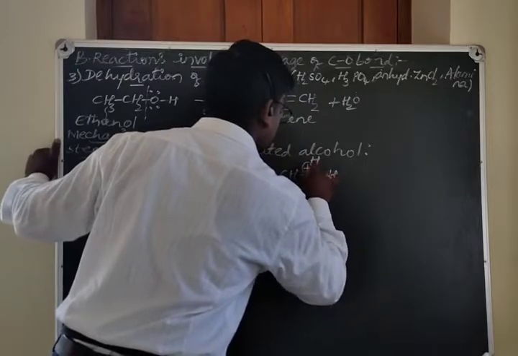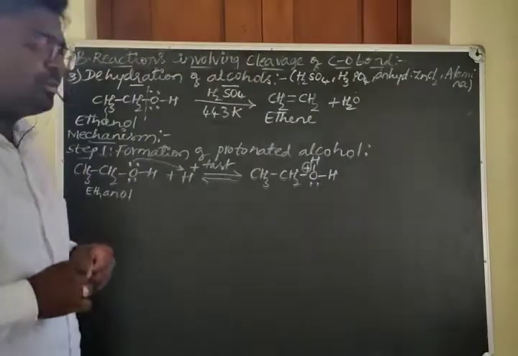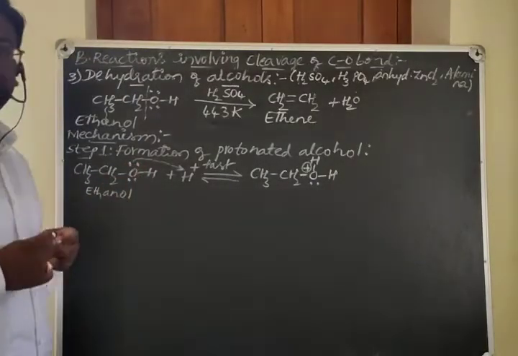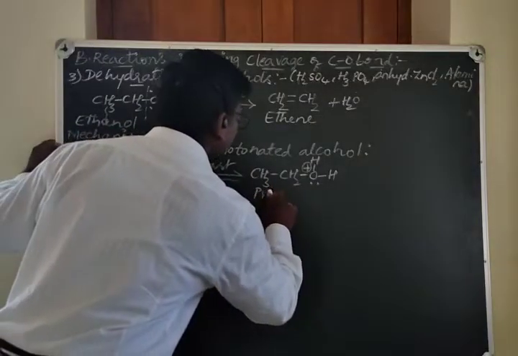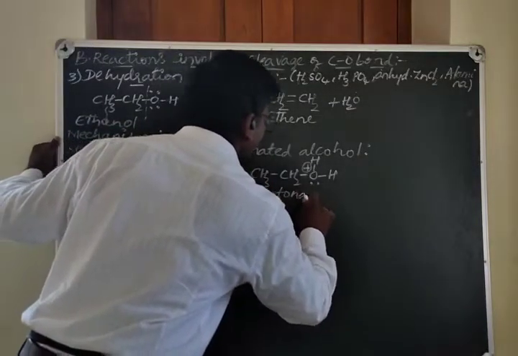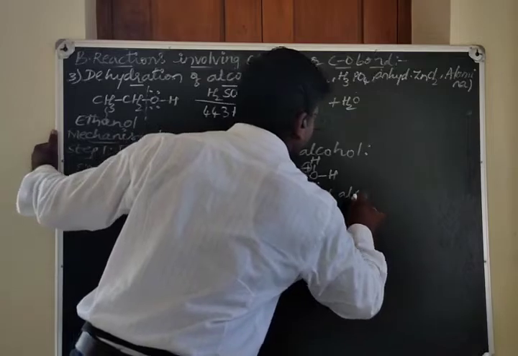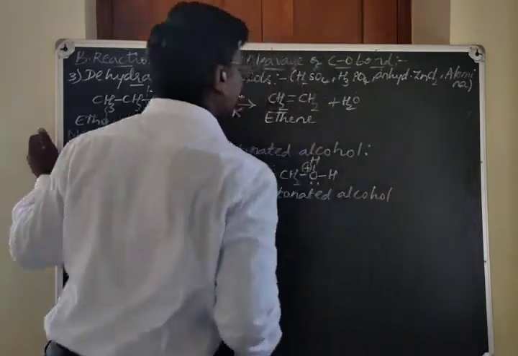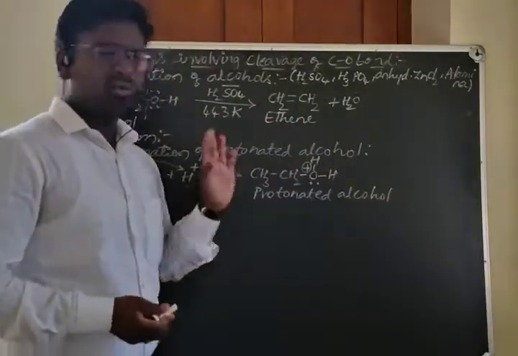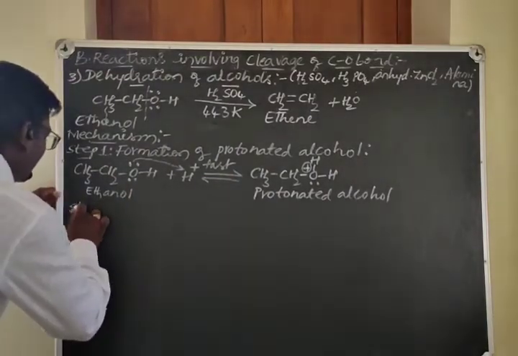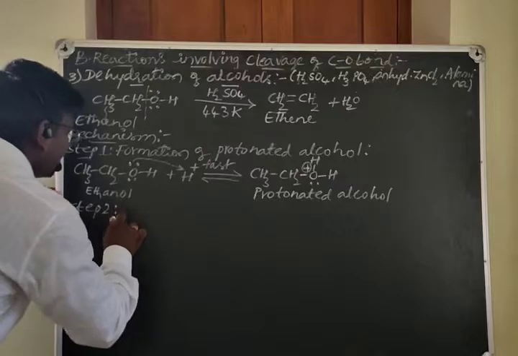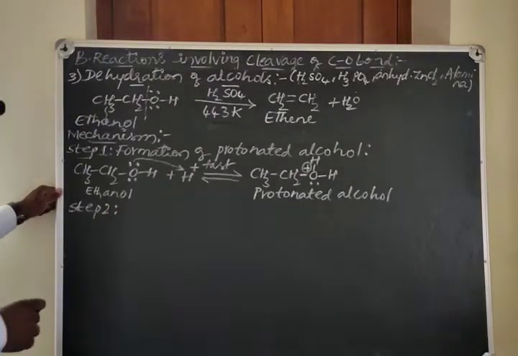It has got the positive charge. Why that positive charge? Because the oxygen has lost a lone pair of electrons. Now this is called protonated alcohol, meaning alcohol with an extra proton. Proton means H plus ion. And what is step 2? It is the formation of carbocation.